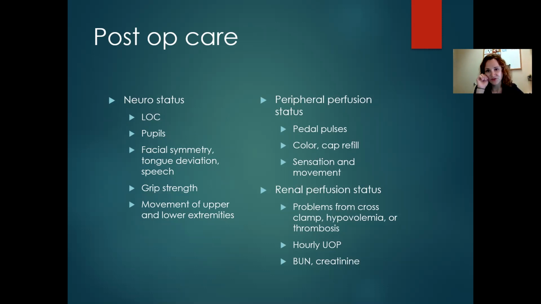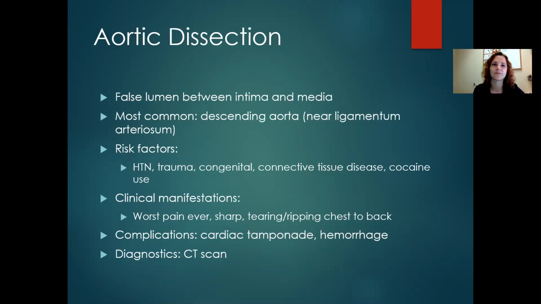And then for renal perfusion status, again, problems from the cross clamp, hypovolemia, or thrombosis could be causes for kidney issues. Monitoring their hourly urine output with a Foley catheter is going to be priority, and getting their labs, CBC, CMP, to get electrolytes and BUN and creatinine. Early elevations in BUN and creatinine can give us evidence of acute kidney injury, which is what we want to stay on top of, identify, and treat early.